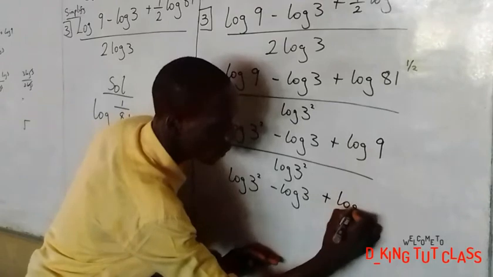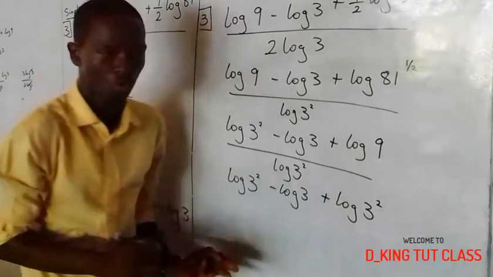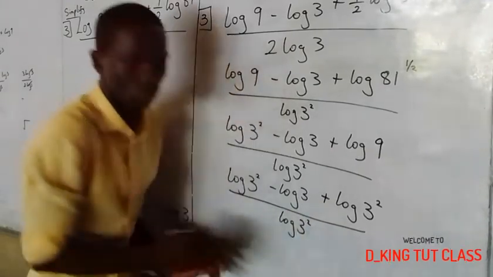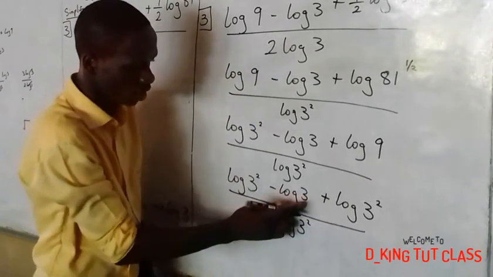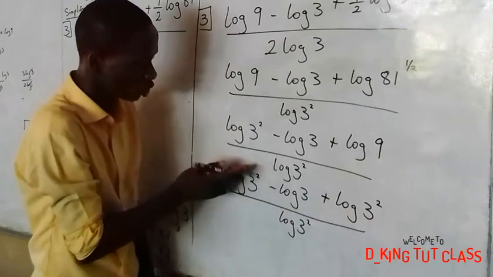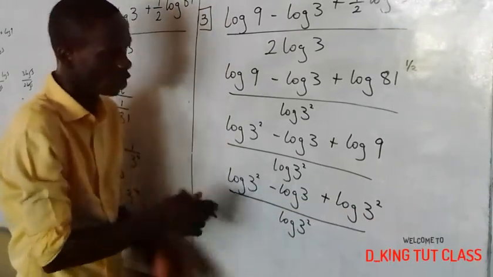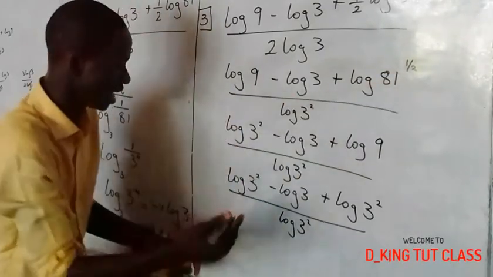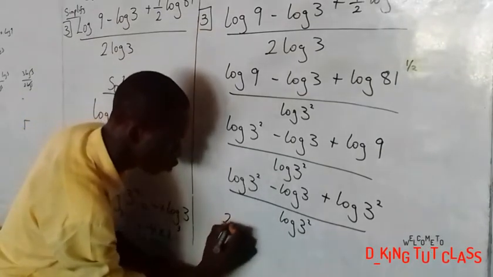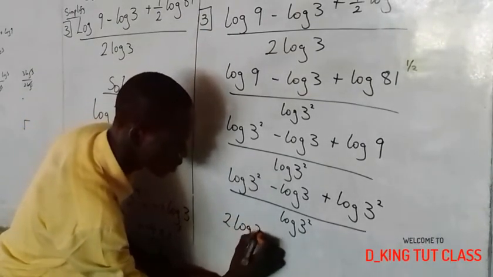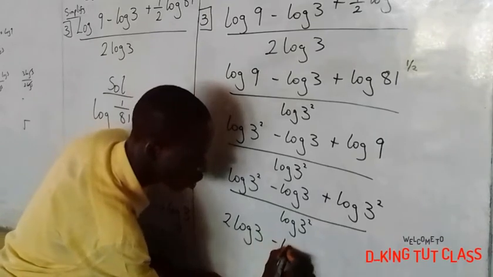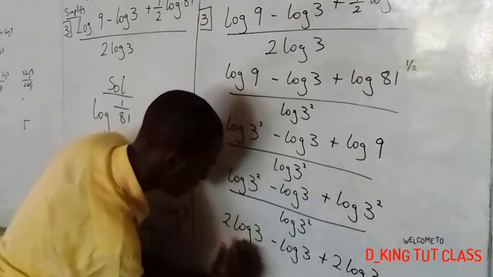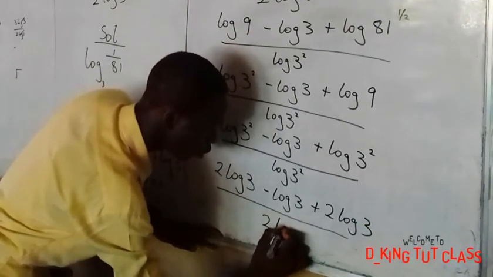You understand? So you have log 3 raised to power 2. Then divided by, let me still write this one too as log 3 raised to power 2. So everything is uniform now. You're having log 3, log 3, log 3, this one is log 3. So this one is having a power, so you can bring the power backward. So what we've done so far is that we've been able to find the square root of 81, which is 9. So from this now, bringing it backward, we have 2 log 3 minus log 3 plus 2 log 3 divided by 2 log 3.